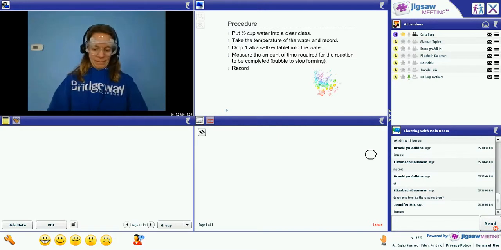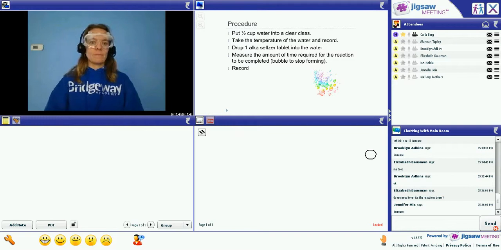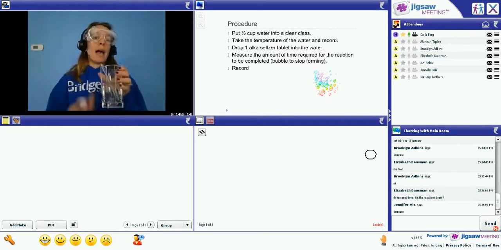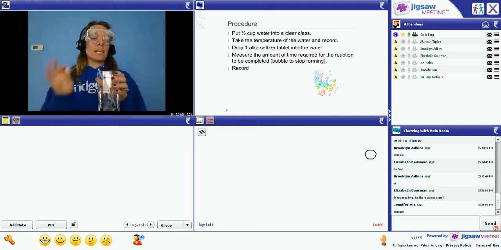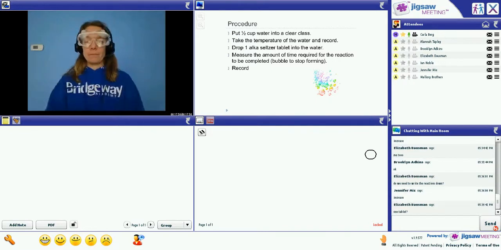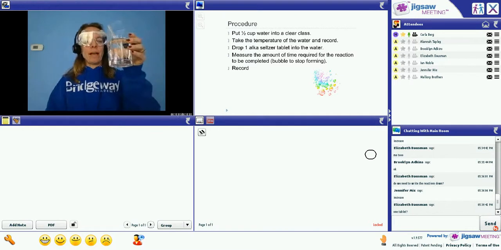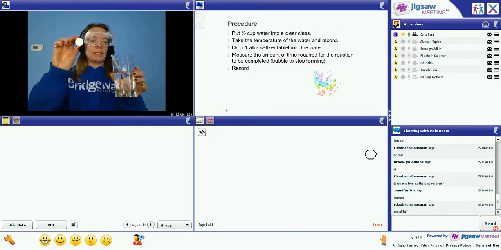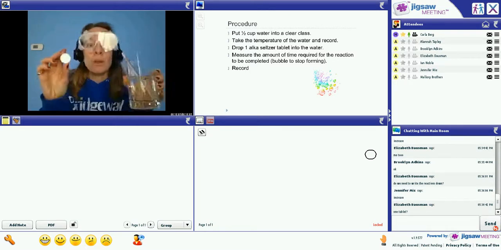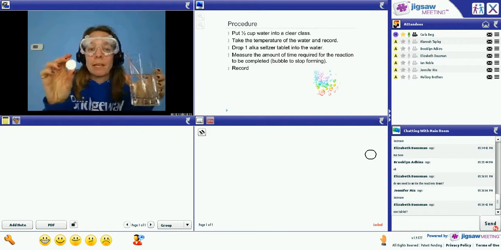No, I still have the glass that has the Alka-Seltzer tablet in it. Okay, well go ahead and grab a new glass of water. I just did that Alka-Seltzer tablet as a demonstration to you guys. You guys haven't added any tablets to your water yet. Right now you should have your glass of water and your tablet separate from each other. Yes, Elizabeth, we are only going to use one tablet at a time.